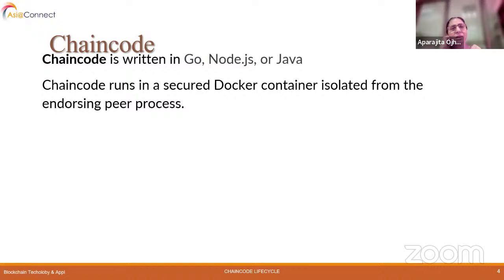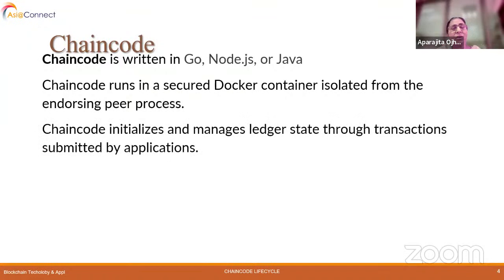Chain code runs in a secure Docker container. In the morning session, you saw how Dockers are installed. A Docker container basically isolates different things and makes it a secure place so that no tampering can be done. So chain code runs in a secure Docker container isolated from the endorsing peer process. And chain code initializes and manages all the ledger state through all the transactions submitted by the application.